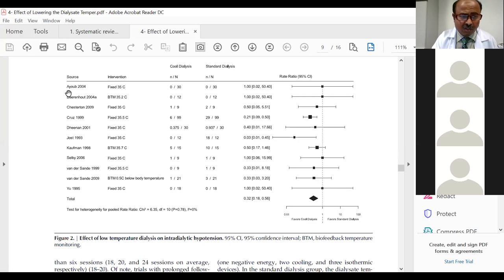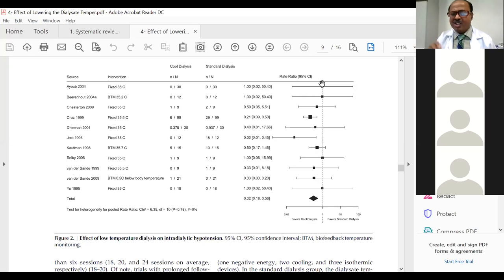So if we go to the first one, here the square is on the vertical line. The vertical line is the line of one. If the square is on the vertical line, this means it cuts the line of no difference. So this is one important point to know. If the square cuts the vertical line, this means that in this study there is no difference between intervention and control. Am I clear?